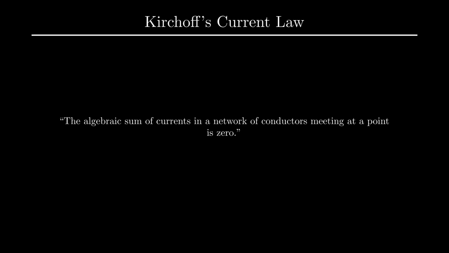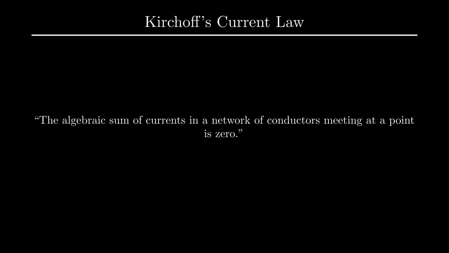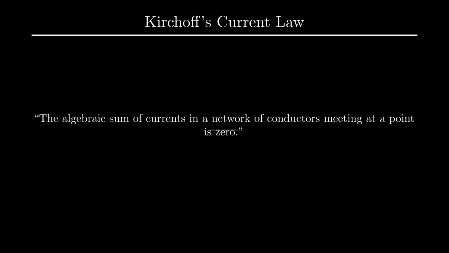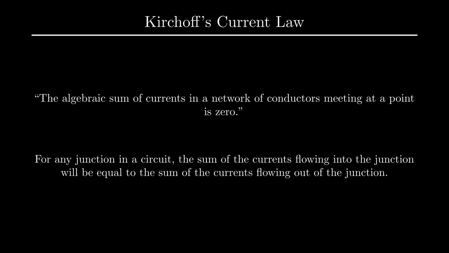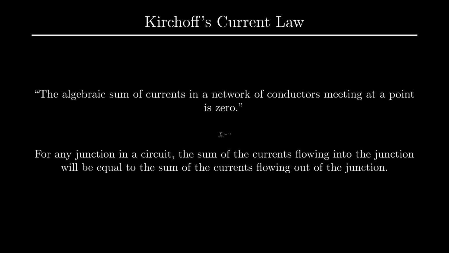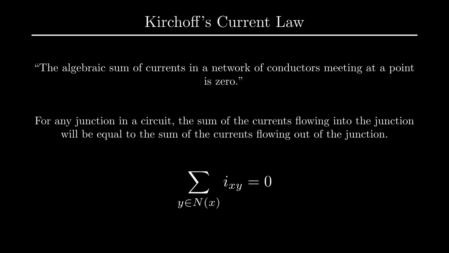Then there's Kirchhoff's current law. Formally, it states that the algebraic sum of currents in a network of conductors meeting at a point is 0. But in other words, all it says is that, for any junction in a circuit, the sum of the currents flowing in will equal the sum of the currents flowing out, which is a pretty intuitive idea. You aren't allowed to make or lose current out of nowhere.